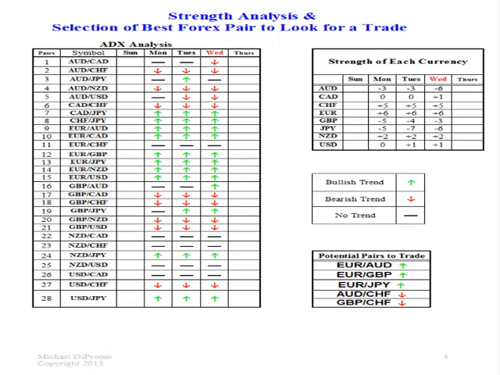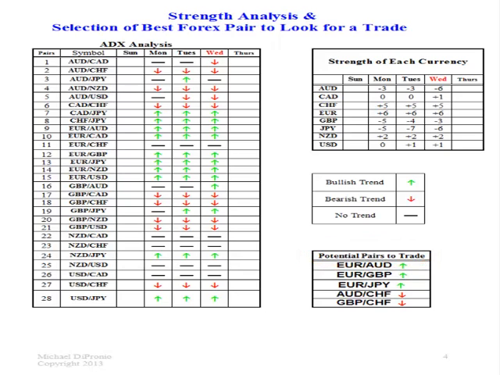We consolidate the information from the ADX table, and in the table in the upper right, we'll note the strength of each currency. The strength can range from 0 to +7 for bullish, or from 0 to -7 for bearish. And in the lower right-hand corner, we'll list the Forex pairs that may be setting up for a trade.